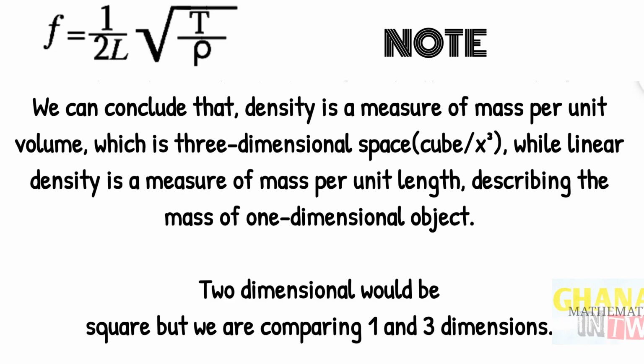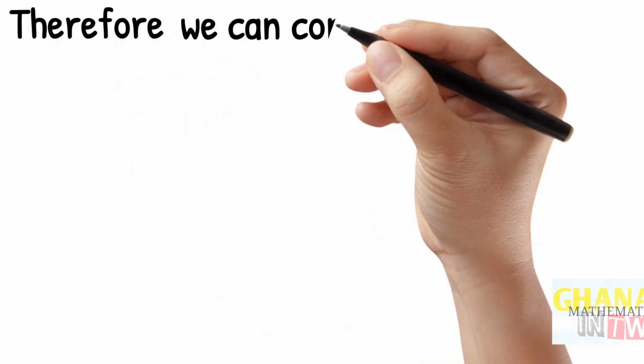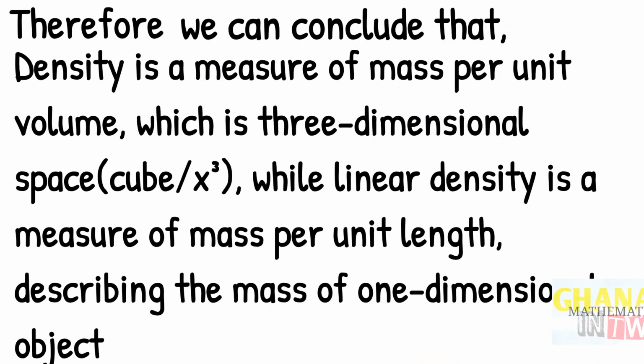So I hope we understand linear density. Linear means a straight line. Therefore, we can conclude that density is a measure of mass per unit volume. The mass is kg, the volume is meters or centimeters. The mass can also be grams. So the 3-dimensional space is cube or s raised to the power 3.